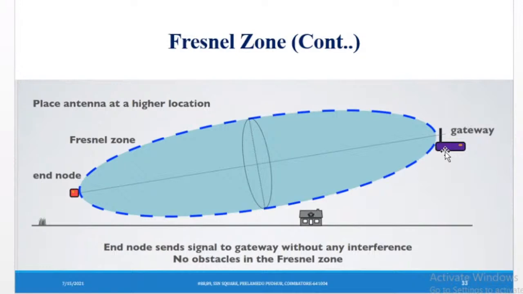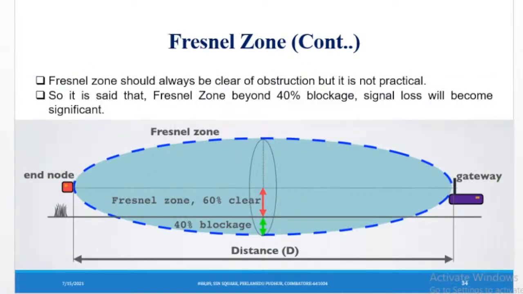If I'm not properly installing it, and half of the Fresnel zone is blocked by some obstacle, then what happens? Here you can see, consider my node and gateway. I'm not deploying at a higher altitude, just a general altitude. Here you can see the Fresnel zone of my node: nearly 60% is clear, direct line of sight, and the remaining 40% is blocked.